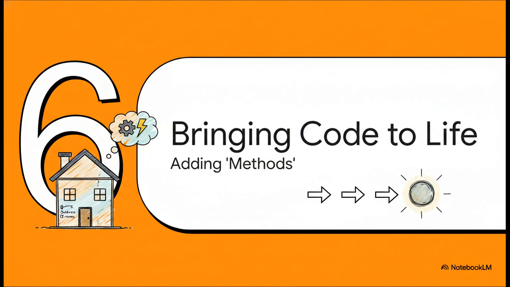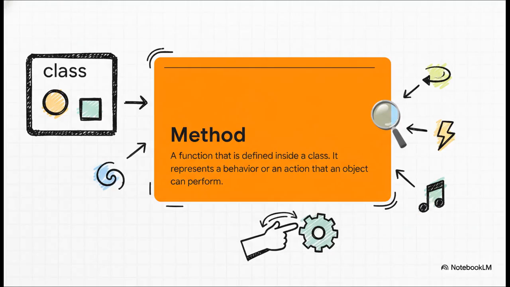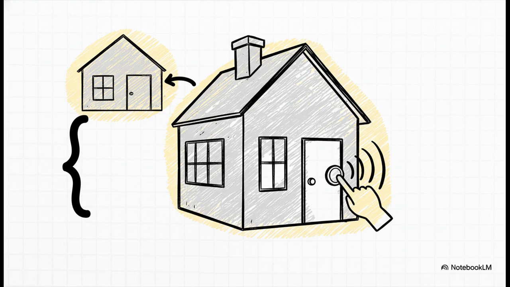What if we want our objects to perform actions? Well, that's where methods come in. A method is really just a function that belongs to a class. It's a behavior and action. It's not just about what an object is, it's about what an object can do. Let's go right back to our house analogy. The house has properties, sure, walls, rooms, windows, but it also has a doorbell. And a doorbell isn't a property, is it? It's a thing that performs an action. You can ring it. That action, that's a perfect example of a method.